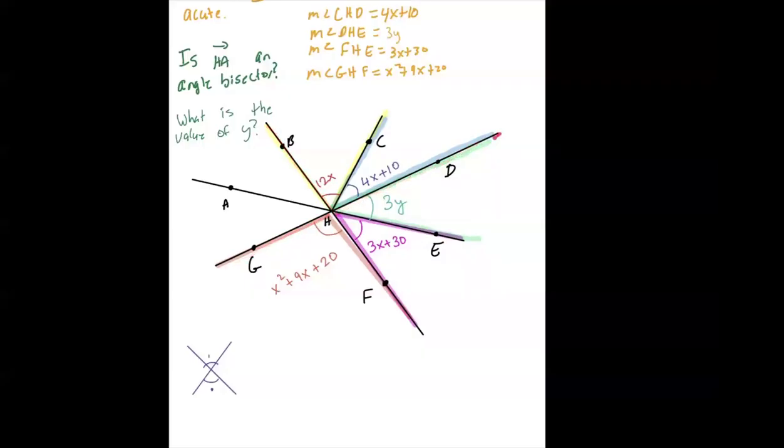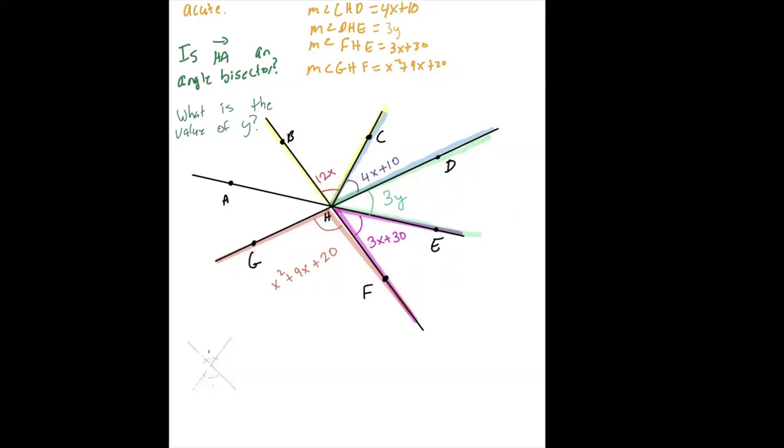So let me draw again. This is my big X, and like Arya said, this entire angle is the same as this angle. Same is congruent, they would have the same angle measurement. So we will start with that setup. So you will write 12x plus 4x plus 10 is equal to x squared plus 9x plus 20.